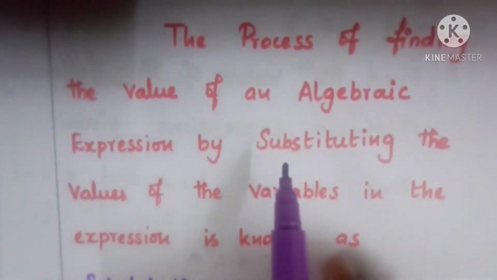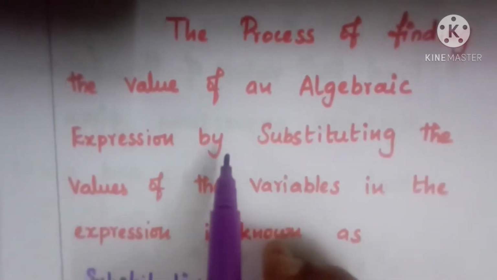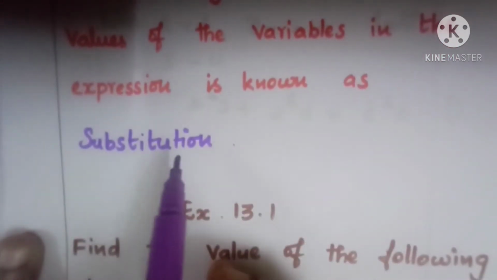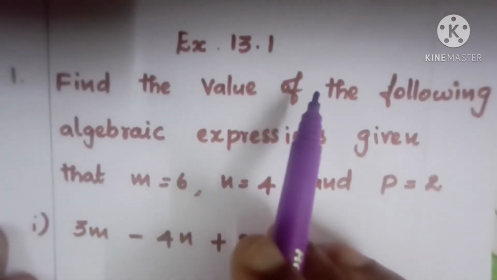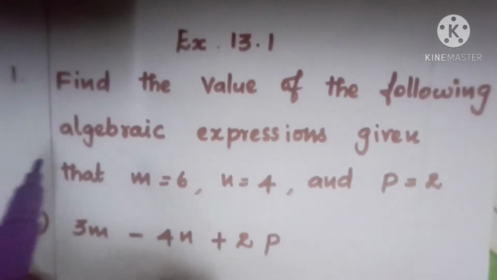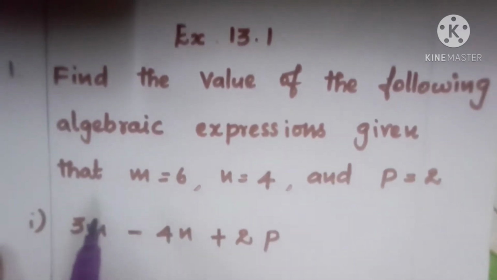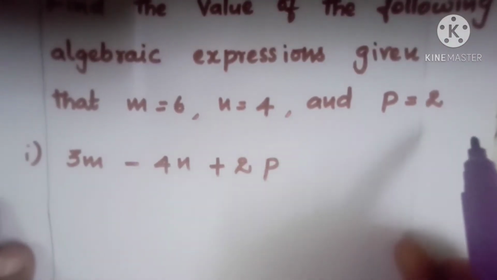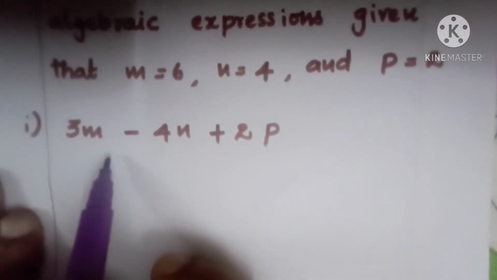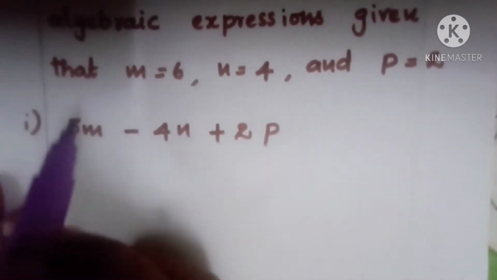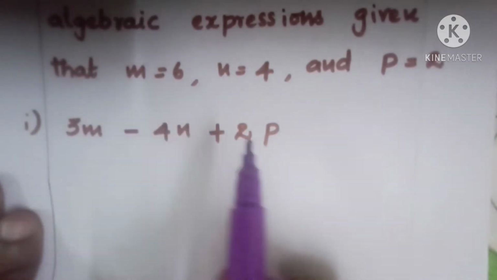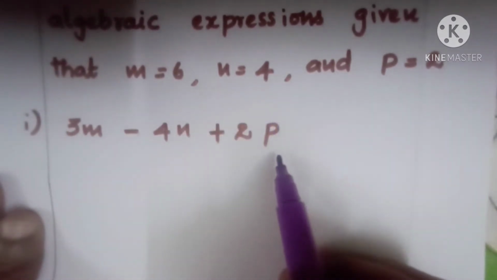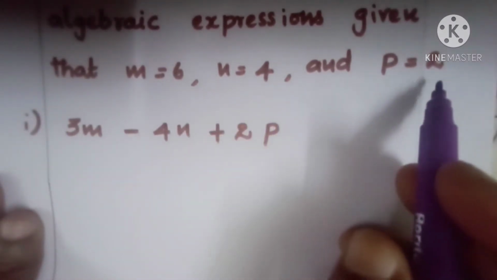The process of finding the value of an algebraic expression by substituting the values of the variables in the expression is known as substitution. Exercise 13.1. Find the value of the following algebraic expressions given that m is equal to 6 and n is equal to 4 and p is equal to 2. For the first sum, 3m minus 4n plus 2p. In case of m, you have to put the value 6. In case of n, the value 4. And in case of p, the value 2.